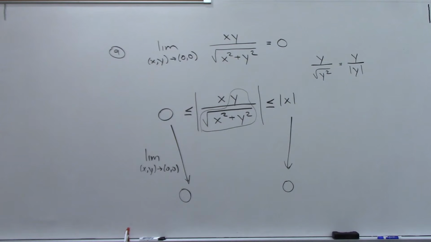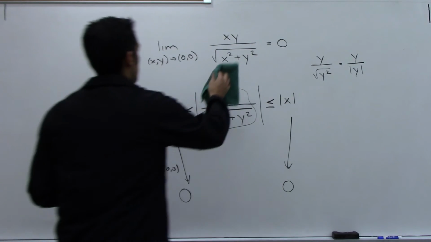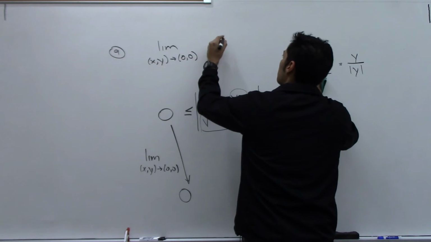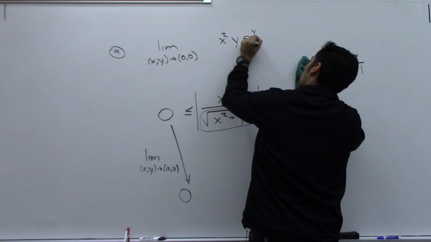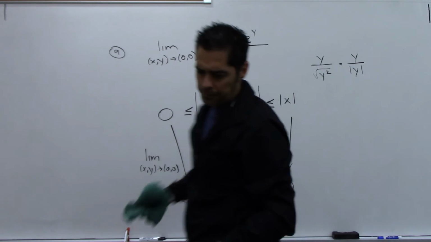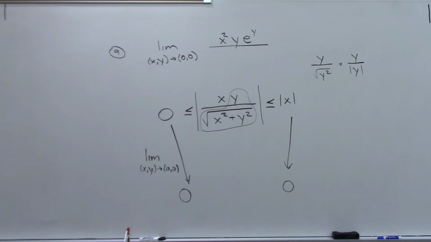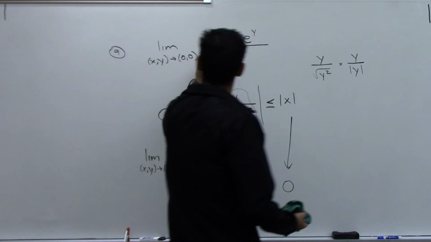What's next? What did I say to go to? 11? Let's try 11 now. The limit of x squared y e to the y over x to the 4th plus 4y squared.